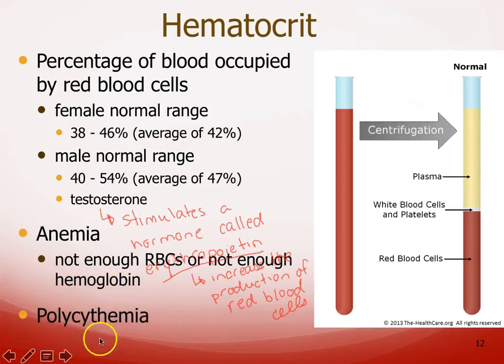And this term right here, polycythemia, basically that simply means too many red blood cells. So anemia is basically not enough red blood cells, or not enough something called hemoglobin. We'll talk a little about that in a bit. And then polycythemia means that there's too many red blood cells.